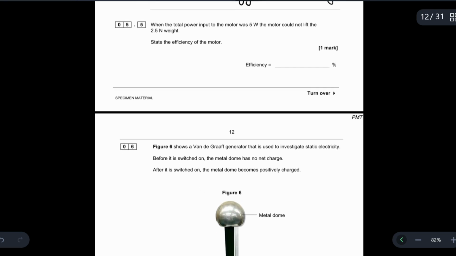Question 5.5, when the total power input to the motor was 5 watts, the motor could not lift the 2.5 newtons in weight. State the efficiency of the motor. So for this question, we need to understand what is the formula for efficiency. Well, efficiency essentially is the useful power or energy out divided by the input power or energy. So in this case, we'll work with power since the power input is given to us. But we need to understand essentially what is the useful power.